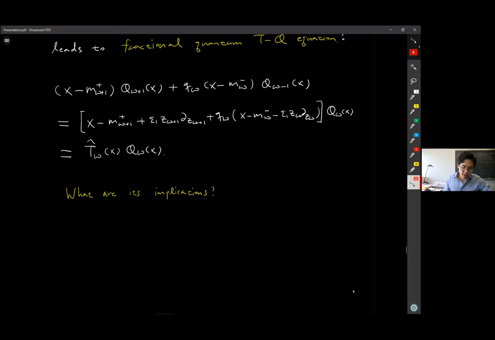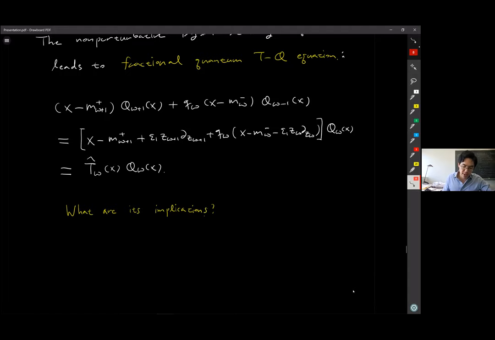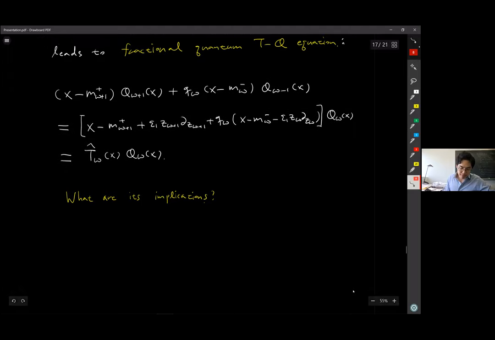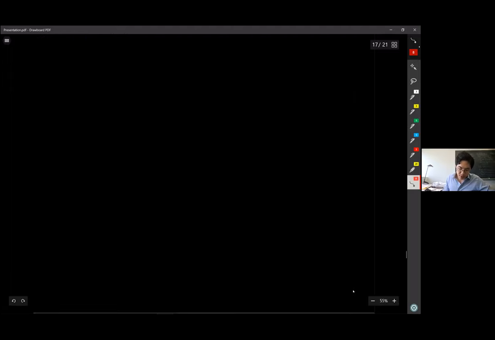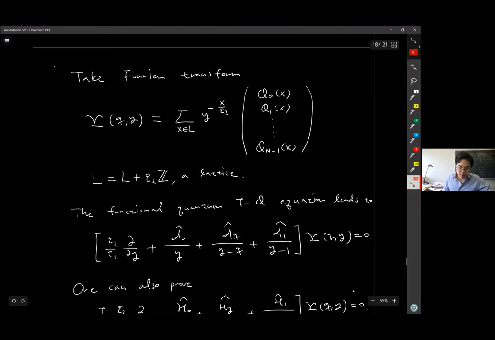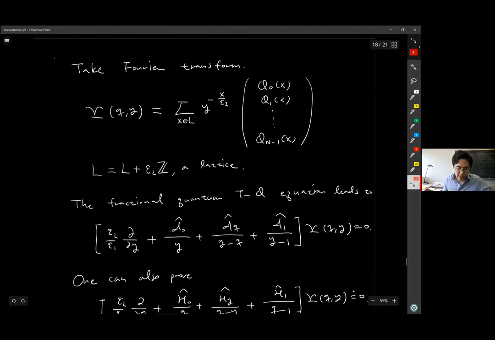Now, this is interesting because of its implications on the correspondence to the 2D side, the CFT side, and the integrable system side. First of all, what is its implication on the 2D side? First, I form a column vector of those correlation functions. And I take the Fourier transform of it. And the difference equation that I just showed you implies this differential equation.